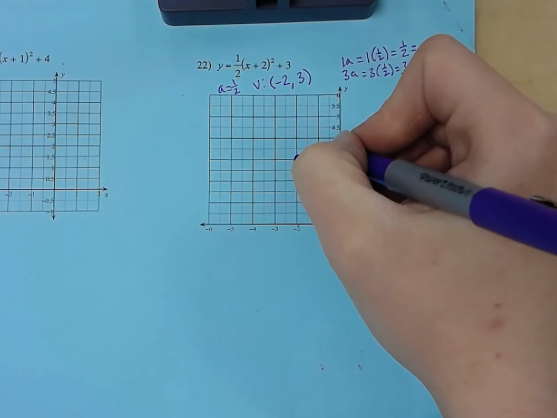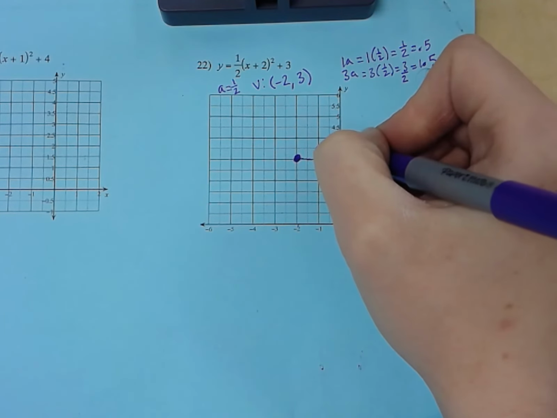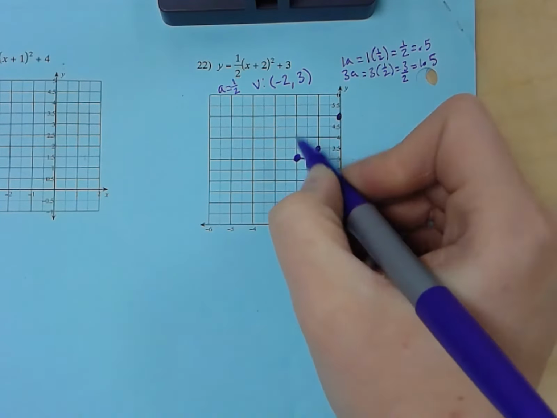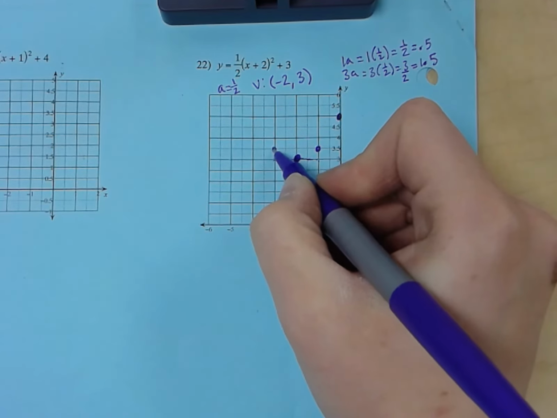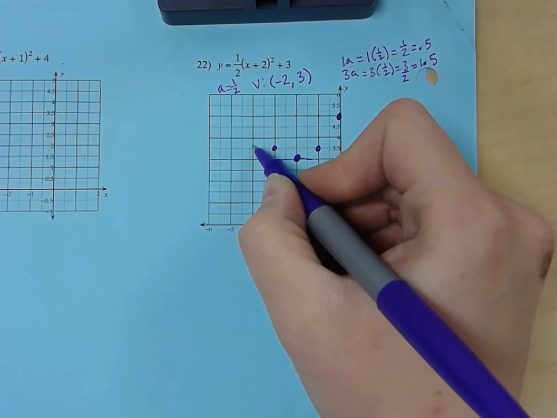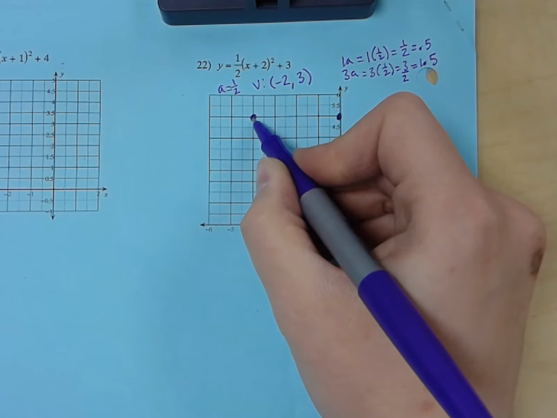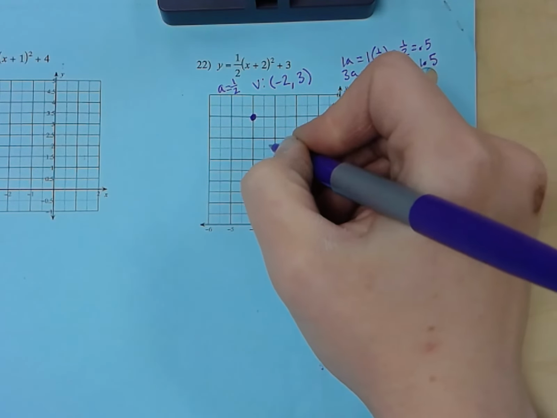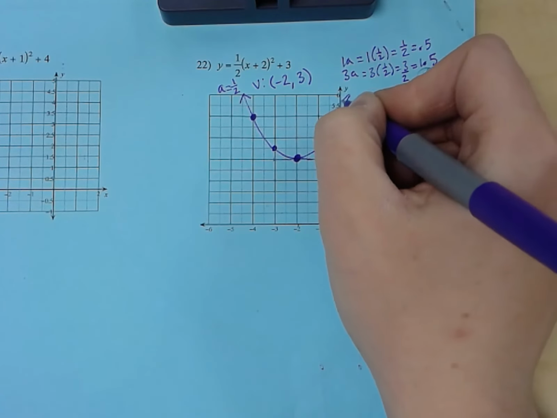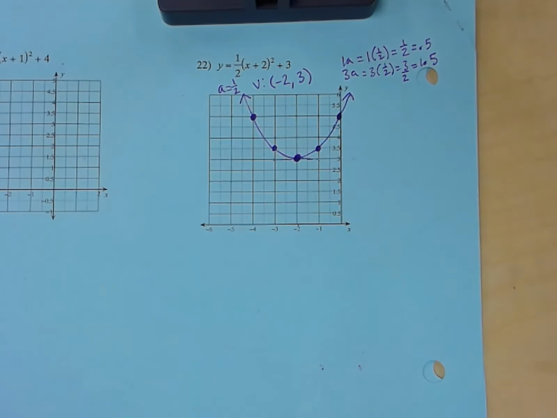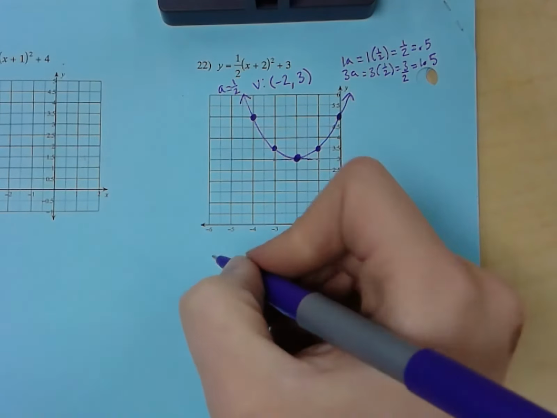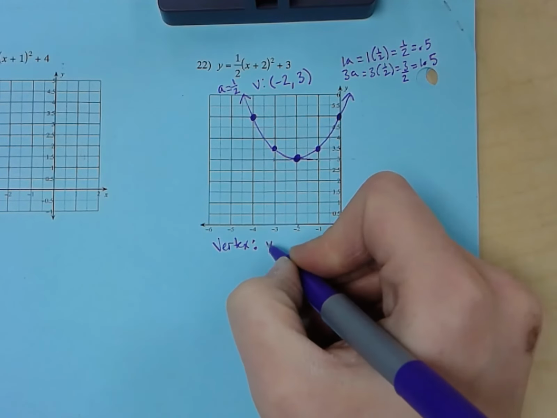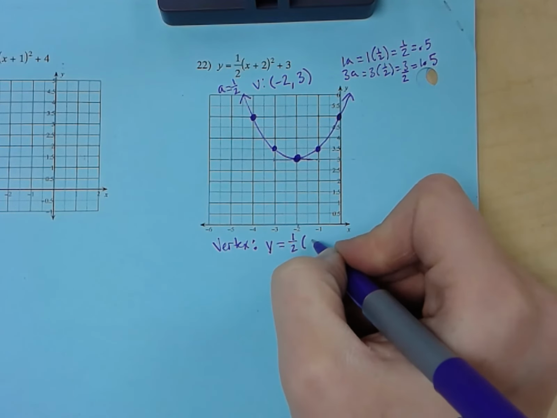1 up 1/2, over 1 up 3/2, over 1 up 1/2, over 1 up 3/2. Cool. So it was in vertex form, well, still is in vertex form. I just like to write it again so I know that I have it.